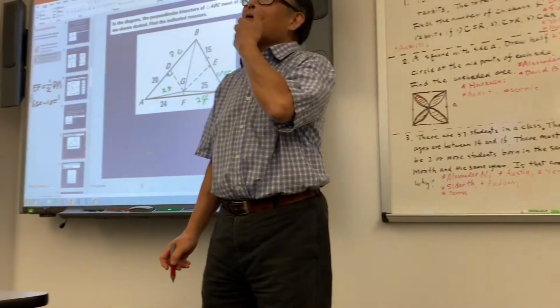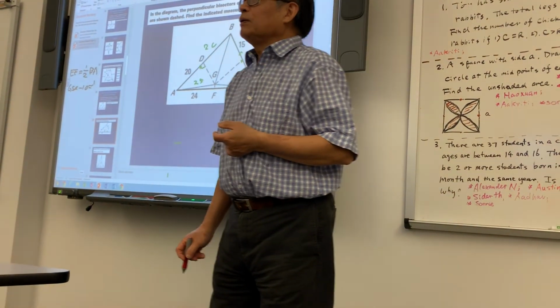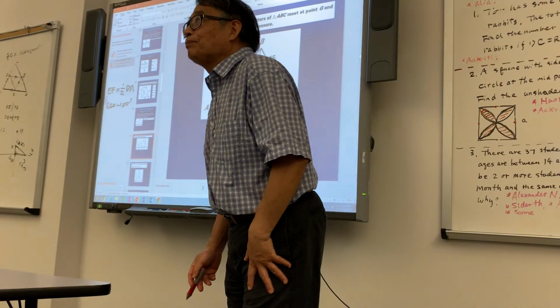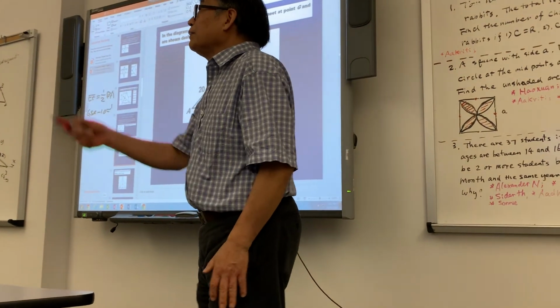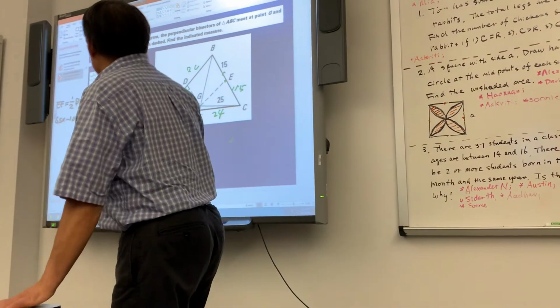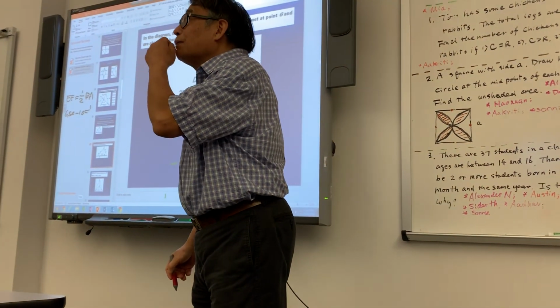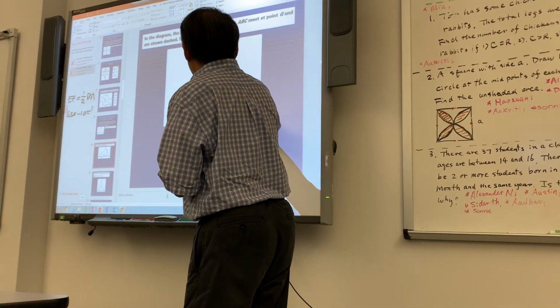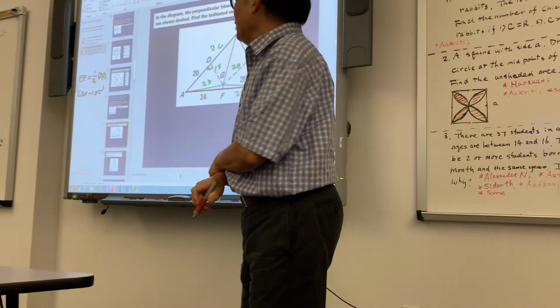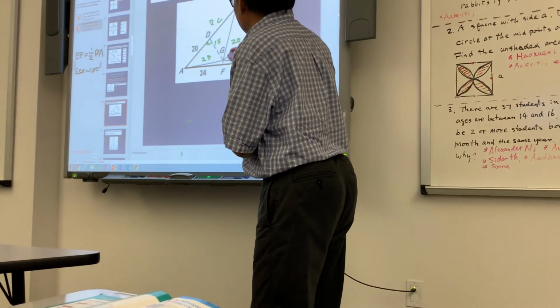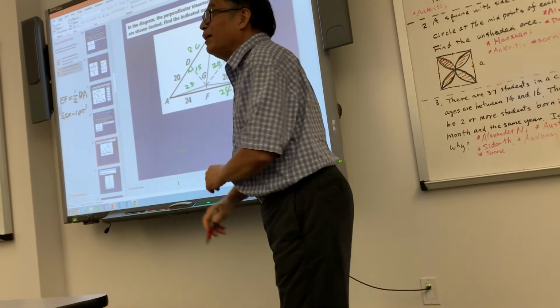Who can tell me, please? Come on. Yes? 15, good. Okay, 15. Yes? GE is 20. Yes, good. This is my student. You're smart, all right? 25, 15, 20. 25, 20, 15.